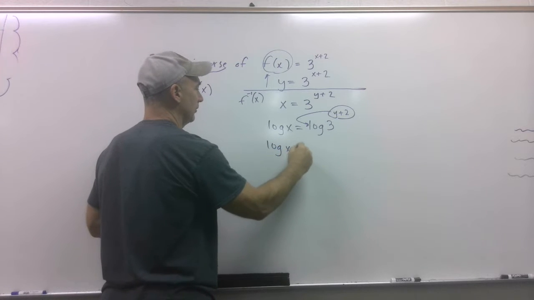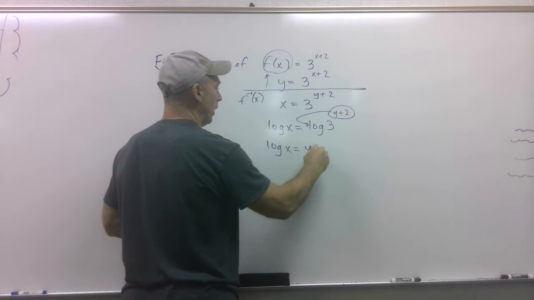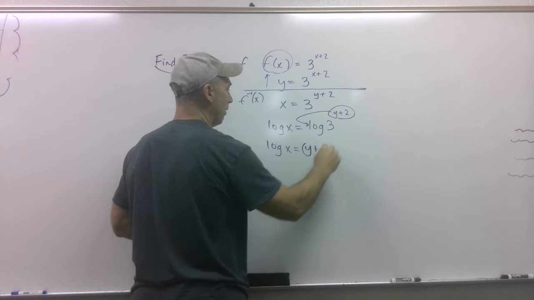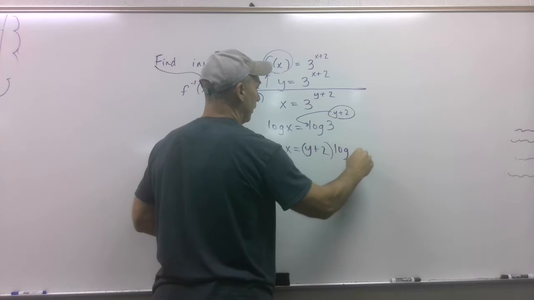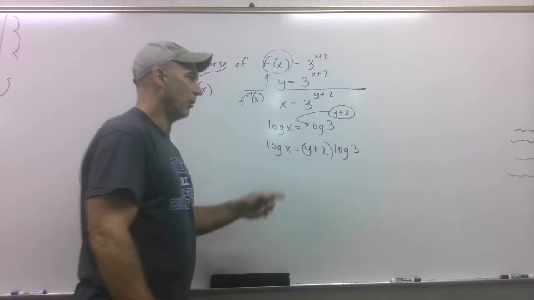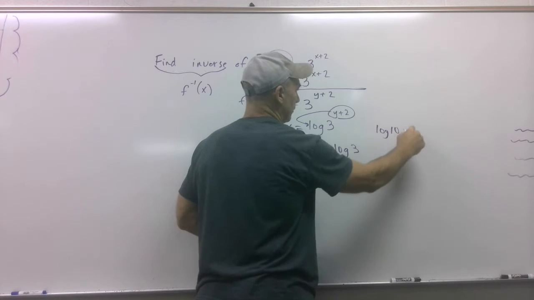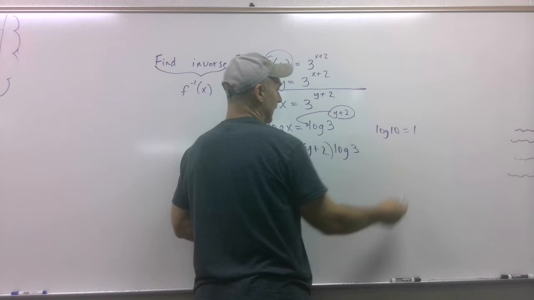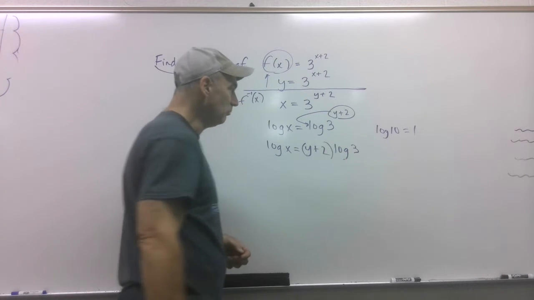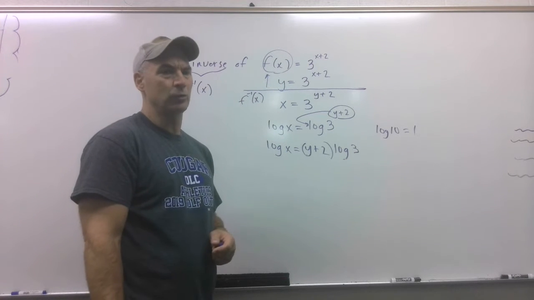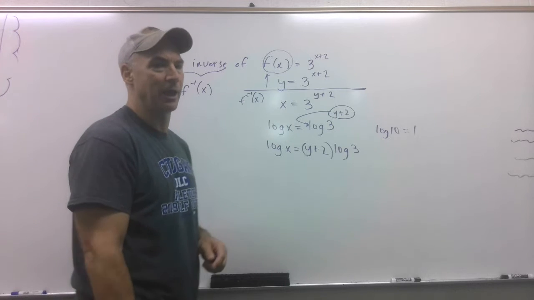So log of x equals, here it comes, y plus 2 times the log of 3. Now, remember, a lot of times we end up with log of 10 right there, which is just equal to 1, and not this time. So that doesn't equal 1. So, okay, what do I do with that?